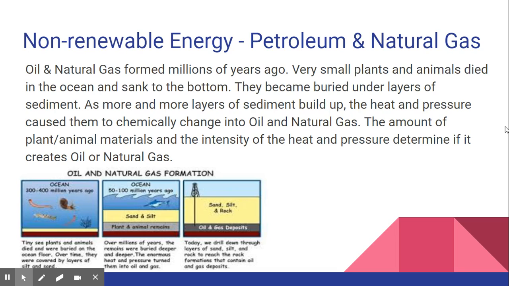That heat and pressure chemically changes the organic material of the plants and animals from the ocean into oil and natural gas. The big difference between how petroleum and natural gas forms deals with the amount of material. For instance, more plant material tended to make petroleum, whereas more animal materials tended to make natural gas. And then the intensity. It takes a bit more heat and pressure to create natural gas than oil, but they both occurred in very similar ways.